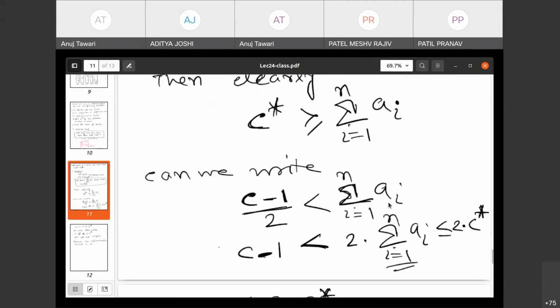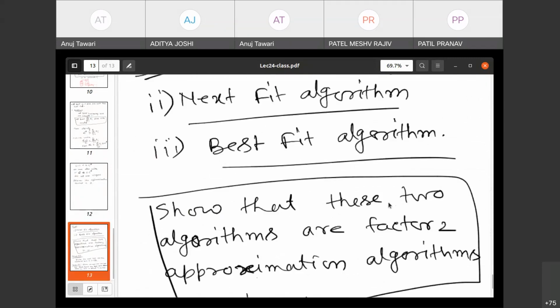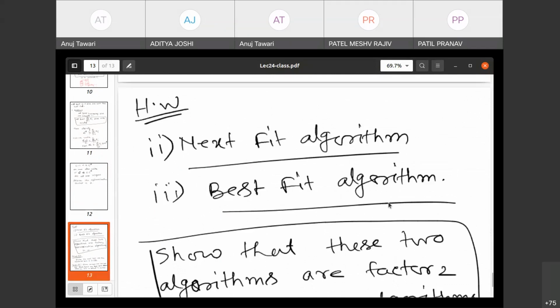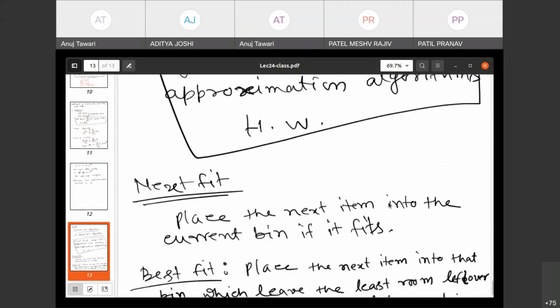Okay. So I want to tell you two more algorithms here. One is the next fit algorithm. In fact, this was what one of you had proposed: whenever there is no space, we try to fit it in the next bin, and we just keep on doing this. So what is the next fit algorithm? Place the next item into the current bin if it fits. Otherwise, we put it in the next bin.